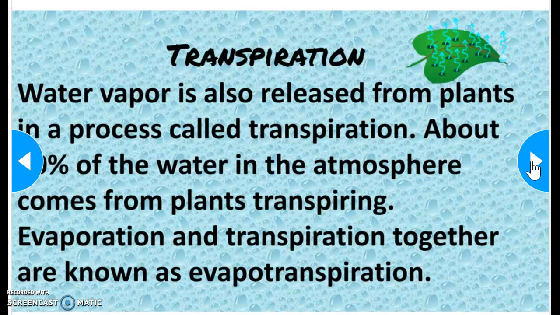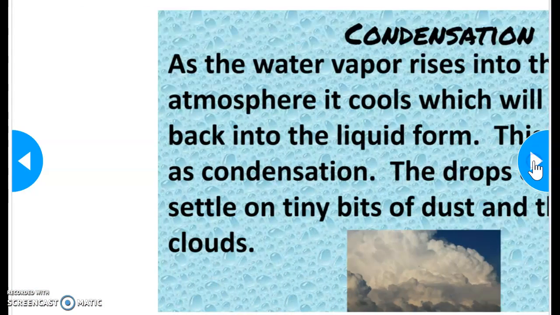Transpiration is when water vapor is released from plants, and about 10% of the water comes from plants. And so it works the same way. The water goes from the bottom of the plant up through the leaves, and then it leaves the leaf and goes out into the air. And so evaporation and transpiration together, both of those processes, is called evapotranspiration. And that's a tricky word to say, evapotranspiration.